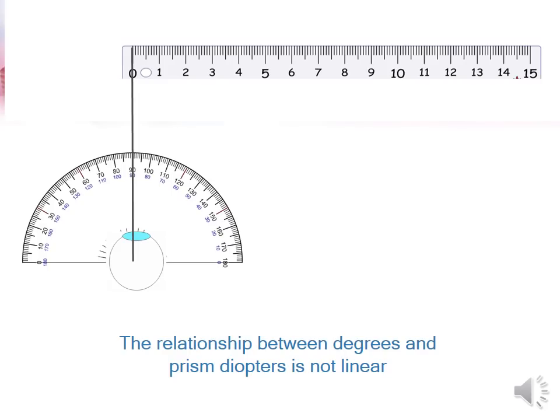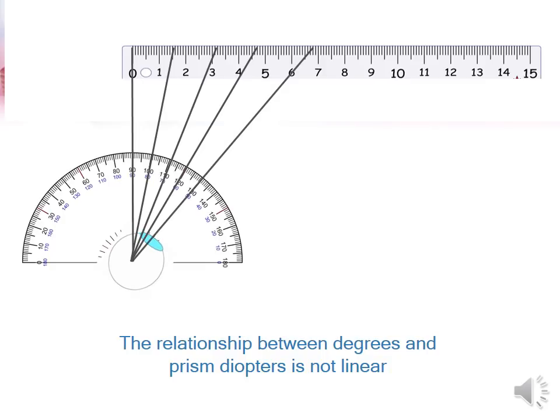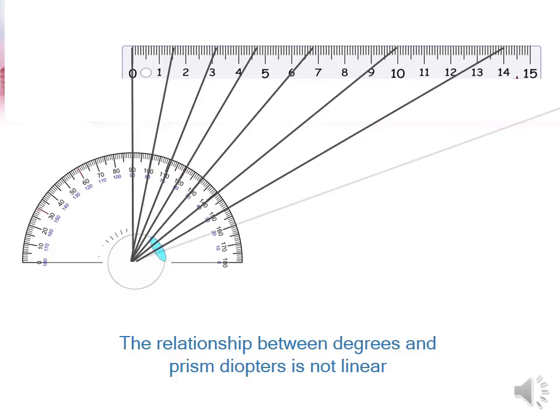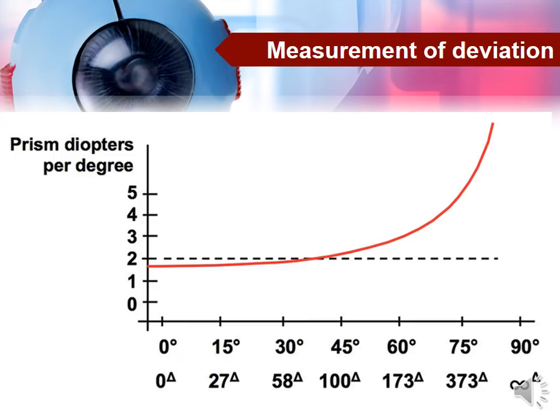The relationship between degrees and prism diopters is not linear. In the first degrees, each increase in a degree will result in an almost proportionate increase in prism diopters. However, with larger degrees, the increase in prism diopters grows up infinitely. So for degrees less than 45, each degree is almost equal to 2 prism diopters. But above 45 degrees, the increase in prism diopters is much greater.